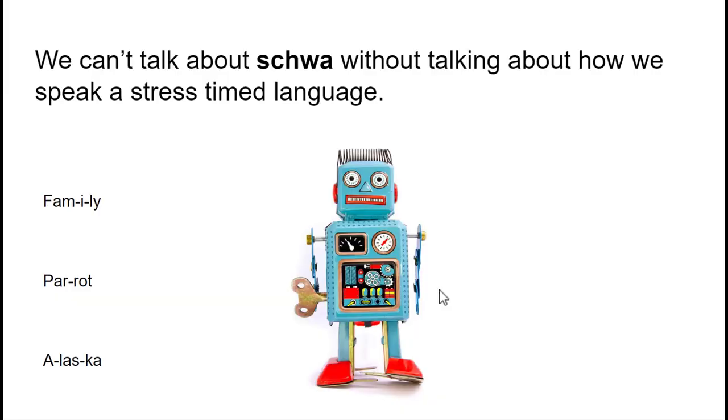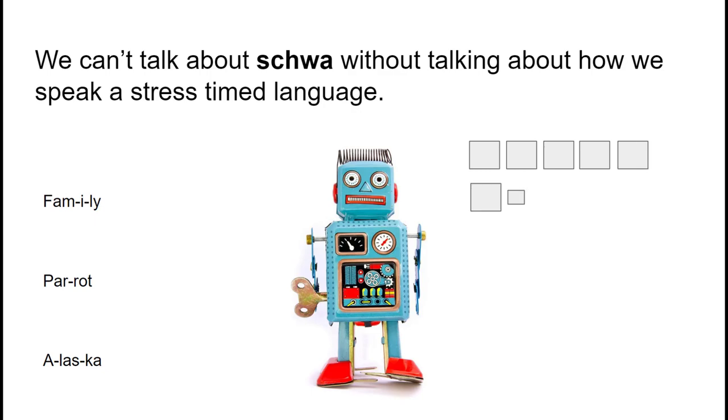So we can't talk about the schwa without talking about how we speak a stress-timed language. The easiest way to do this is to compare it to a syllable-timed language, so we're going to use Spanish. In Spanish, each syllable gets one clear beat. Each syllable is emphasized, and that's why it's going to be a little bit easier to spell, because each sound gets a clear, distinct emphasis in general.